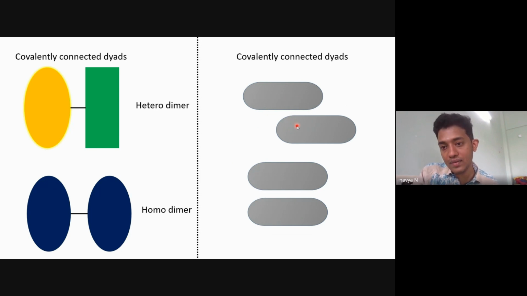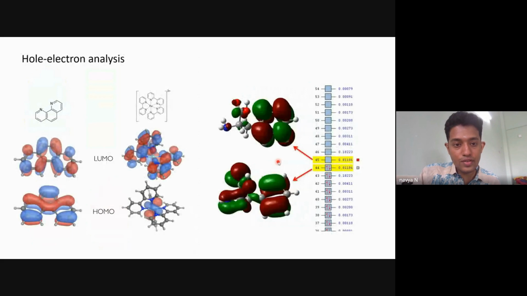So this will give us certain properties. And the second one that I'm pointing to here is exactly one on top of the other, right? So this will give another set of properties. This stacking arrangement is also considered a dyad system. So moving on to the next part, this is how we analyze the presence of a charge separated state.